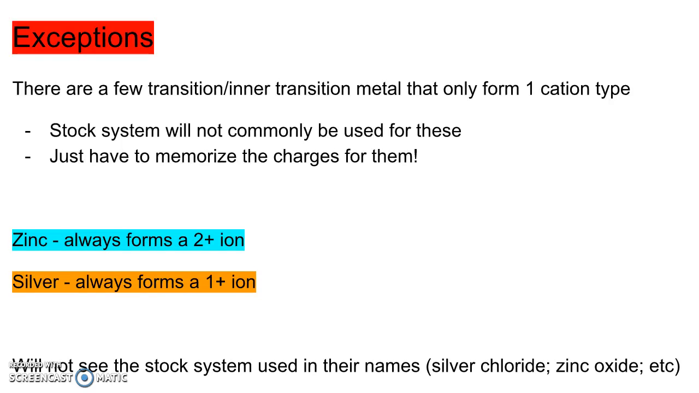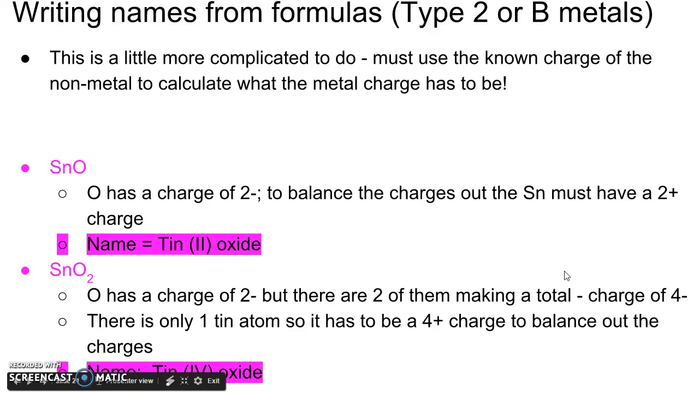So the second part to this, so that was writing the formulas. Now, how to write their names. When you're writing the names, it's a little more complicated because you have to use the known charge of the nonmetal to then calculate what the metal charge has to be. So for this example here, I have SnO. Well, we know this is tin, and I know this is oxygen. Looking on my periodic table, I know oxygen has a 2- charge.